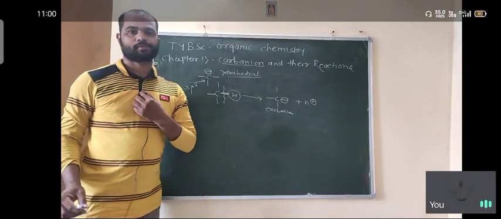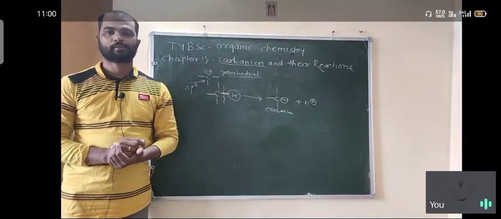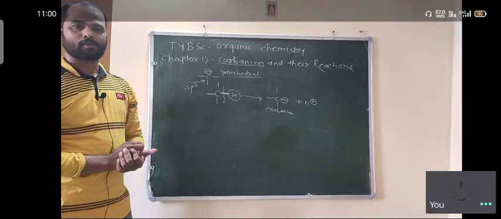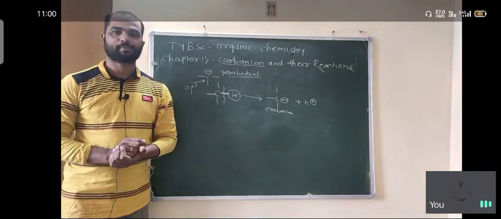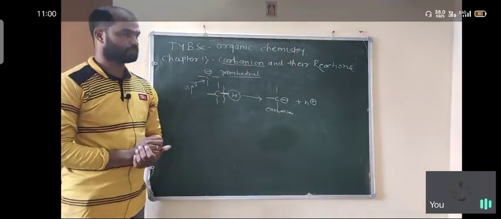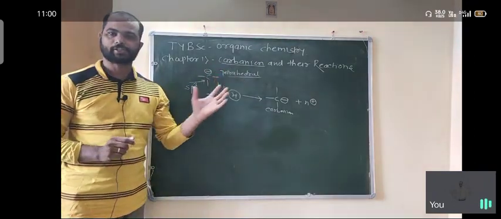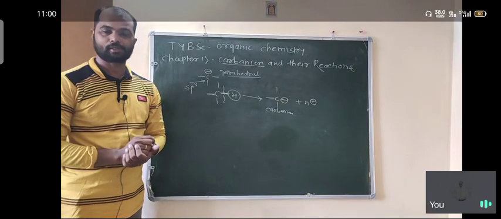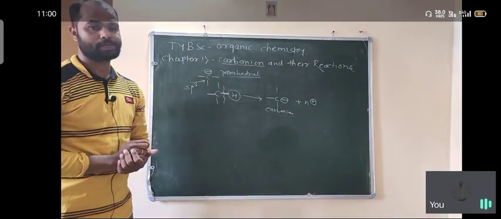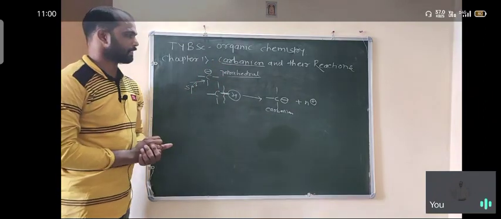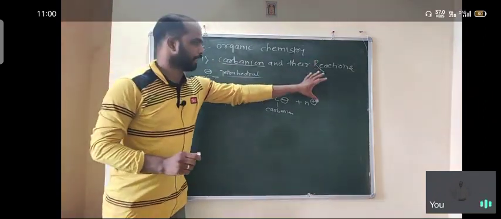Hello students, today I am going to start paper number 3 of TYBSc, Organic Chemistry. According to the revised syllabus, in your semester 2 examination there are only 3 chapters. First is carbanion and their reactions, second is rearrangement, and last is spectroscopic techniques. So we are going to discuss our first chapter, carbanion and their reactions.